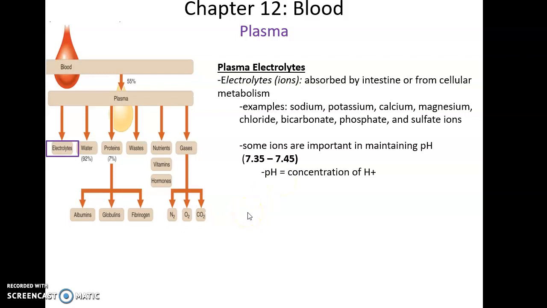And then there are electrolytes. These are ions. So sodium ions, potassium ions, calcium ions, magnesium ions, etc. Lots of ions, lots of electrolytes found in the plasma. They can be absorbed by the intestines and brought into the bloodstream, or they could be released from cells via cellular metabolism. And of course, an important group is the ions that help to control pH, keeping it between 7.35 and 7.45. And remember, pH is the concentration of hydrogen ions. Hydrogen ions are a type of electrolyte.